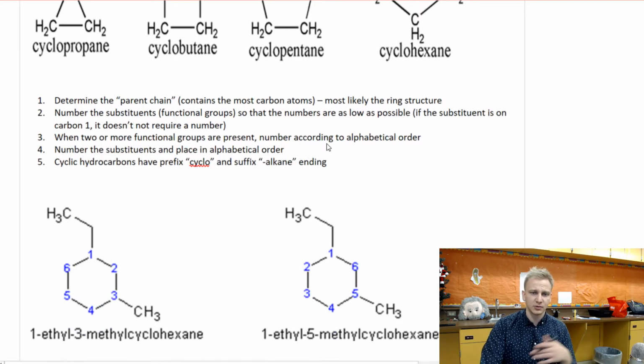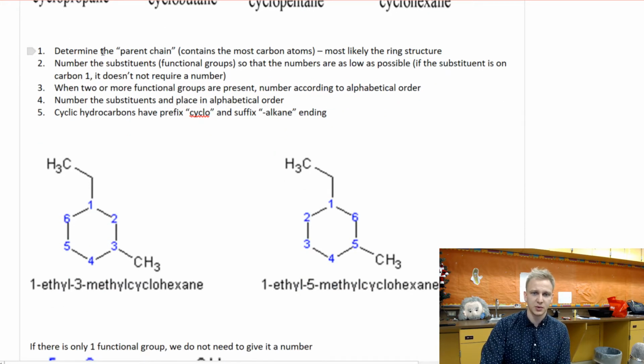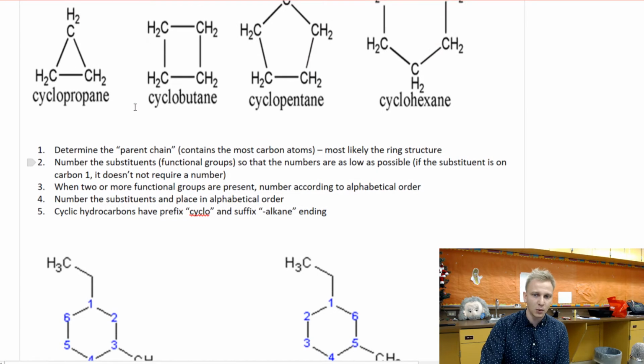As far as the naming rules are concerned, there are a couple rules we want to follow. We want to determine the parent chain. It's always the one that contains the most carbons. Most of the time, it's the ring structure, though I'll show you one where it's not. We then want to number the substituents, or the functional groups as we've been saying, so that the numbers are as low as possible. If there is only one substituent on carbon 1, it does not require a number.